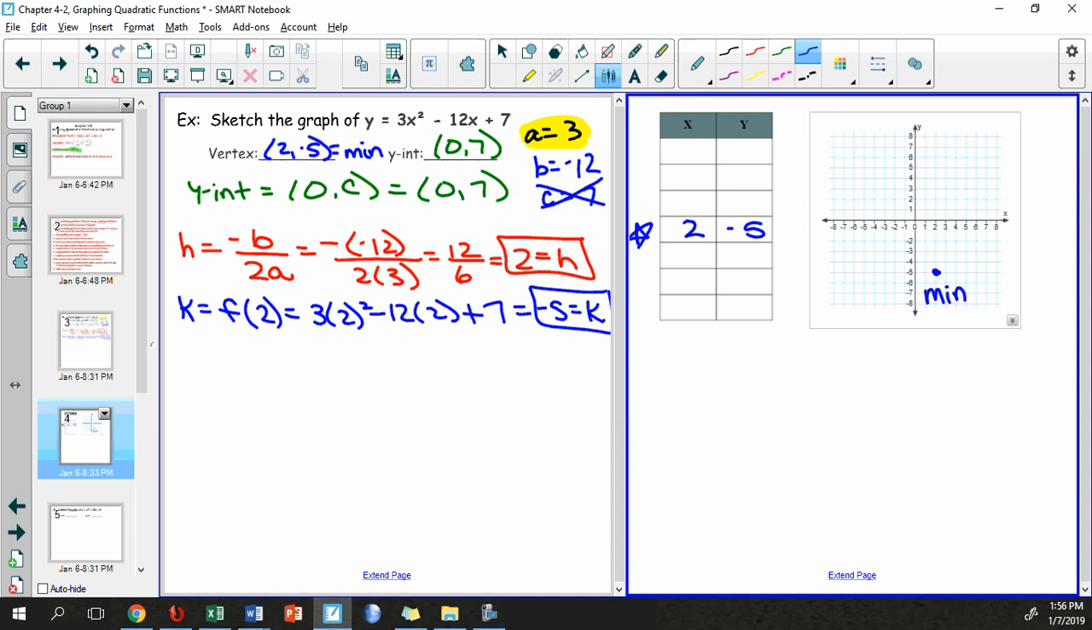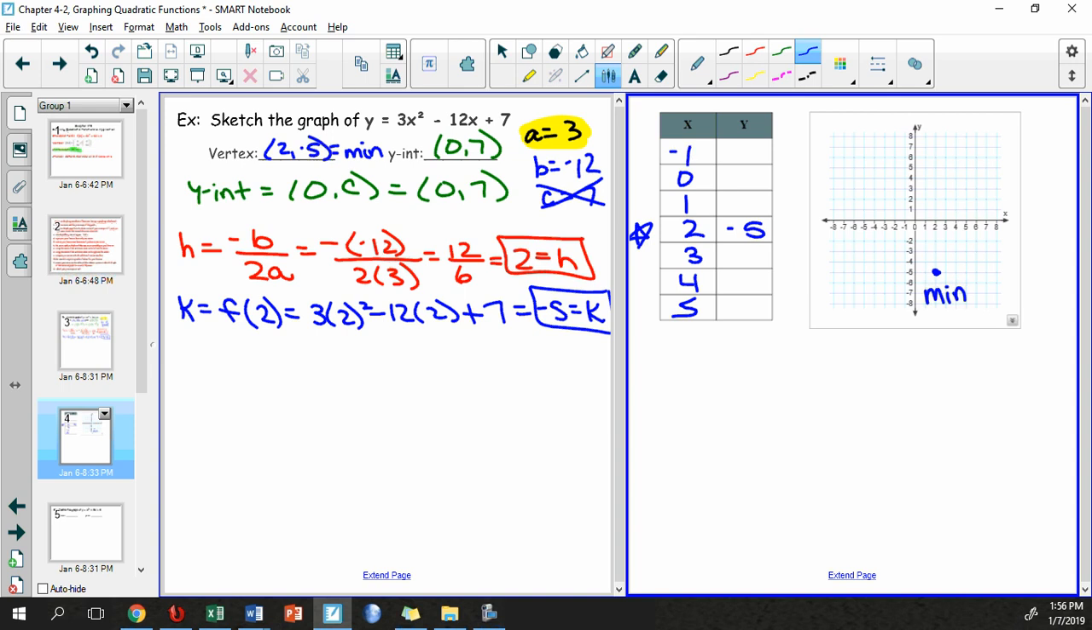Now, the other thing we want is we want to go out equal distance to the left and to the right. So I'm going to go to the left 1 unit and to the right 1 unit. So that's going to give me to the right is 3, to the left is 1. I'm going to go out another unit. So that's going to give me a 4, and this is going to give me a 0. I'm going to go out another unit. That's going to give me a 5, and this is going to give me a -1. Do we see that? Yes or no?